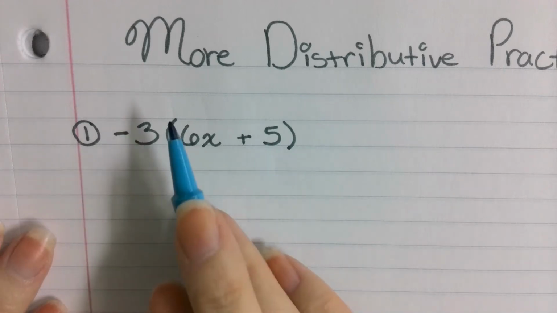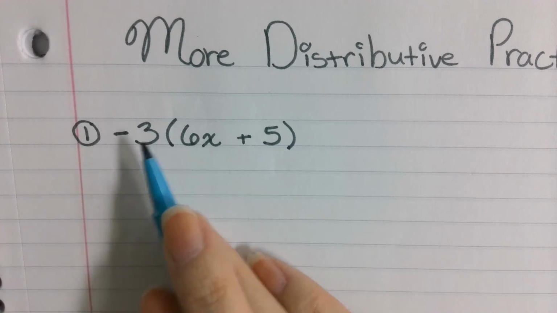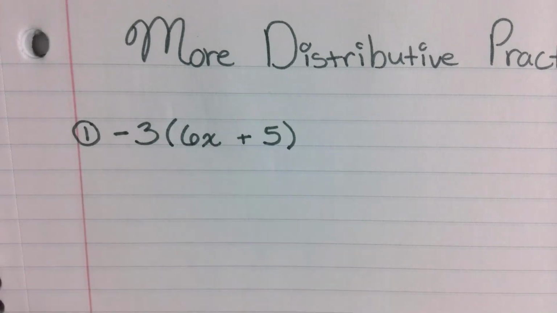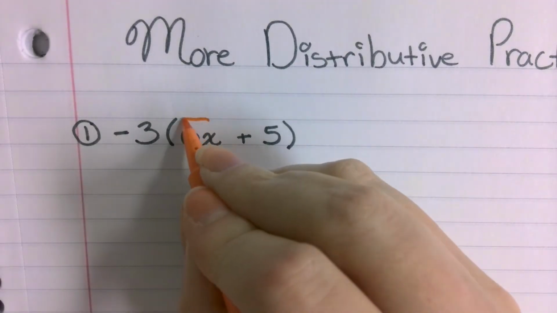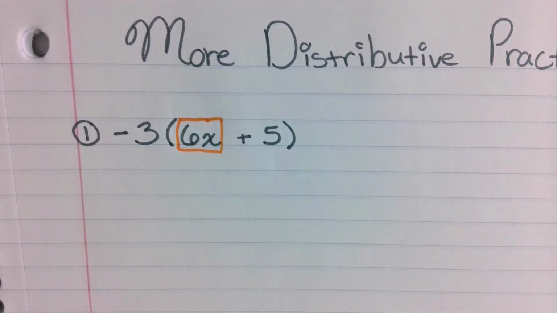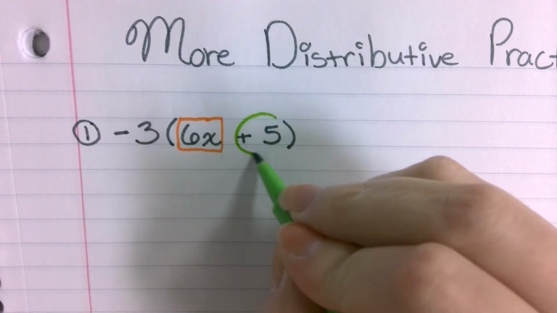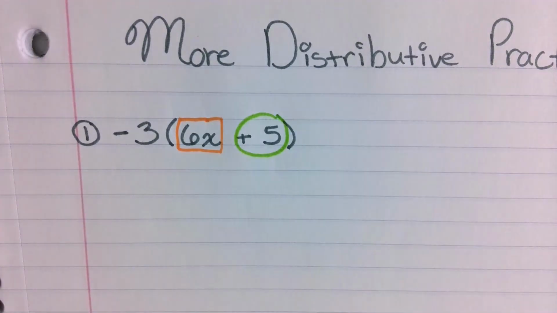So with a problem like this, we have to distribute the -3 to each of the components on the inside. So what I'm going to do is go ahead and do different colors for each of the terms. The first term, I'm going to do it in orange, was my 6x. The second term was the +5. I'm going to circle it in green. That way I know that they are separate from each other.